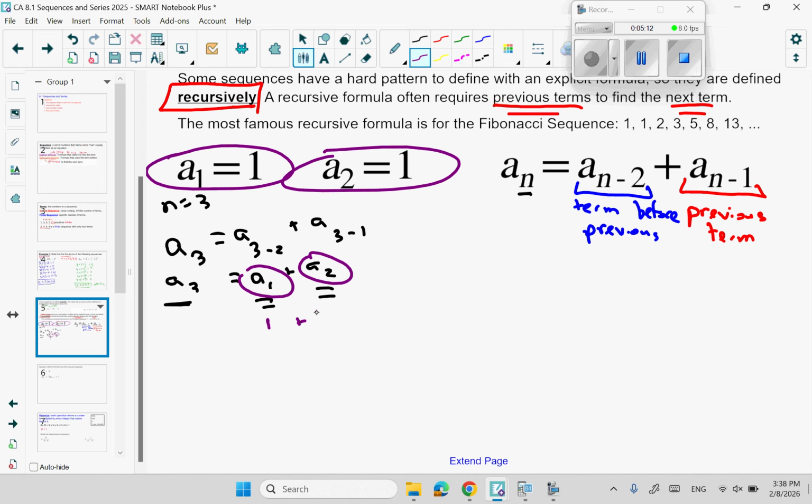So I could do 1 plus 1, giving me 2. So my third term would have to be 2, which it is as we see up here. Then I could find the fourth term by adding the third and second term. 2 plus 1 is 3. To find the fifth, 3 plus 2 is 5. Then 3 plus 5 is 8. 5 plus 8 is 13. 8 plus 13 would give us 21, etc.